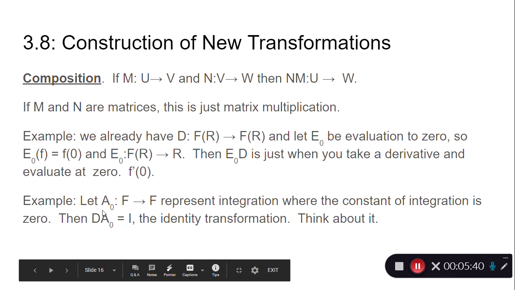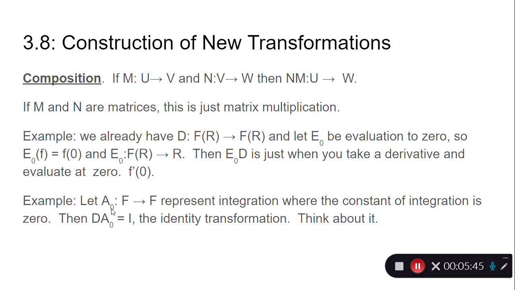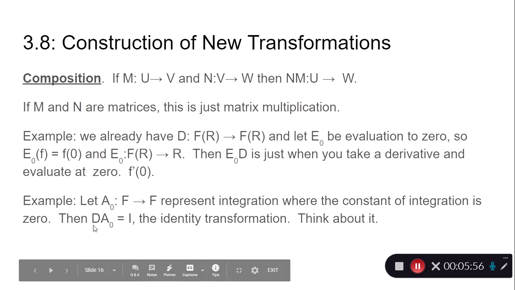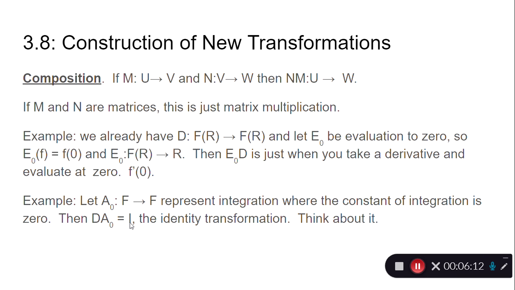Another example, let A for antiderivative sub 0 represent integration where the constant of integration is 0. So it maps smooth functions to smooth functions. Now consider this composition, which is the identity transformation. The first thing I would do is integrate, and the second thing I would do is differentiate, which is the same thing as doing nothing at all.